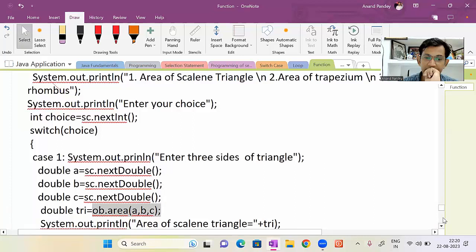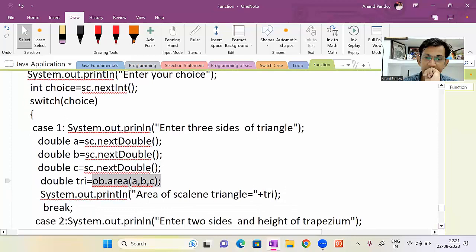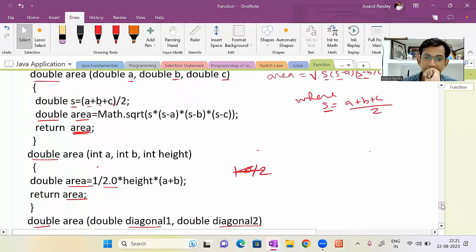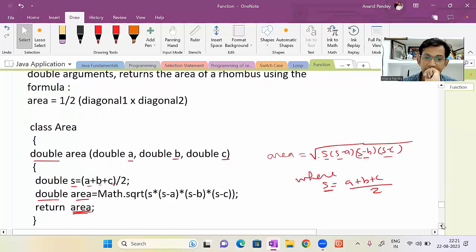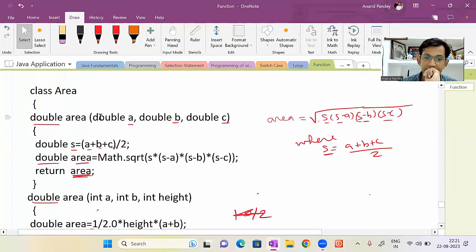So here we have three functions named area, but since we are passing 3 double type values, which function will be called? The first one, because only the first function requires 3 double type values. This function will be called, and it will return the area of the scalene triangle.